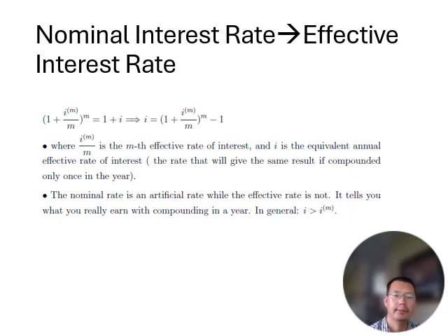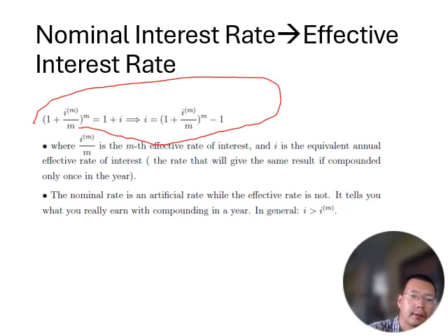Okay, so based on the previous illustration, for any nominal interest rate, you can always convert it to an effective interest rate, and you can use this formula here, where i^(m) over m is the effective rate of interest per period, and i is the equivalent annual effective rate of interest. The rate that will give the same result if compounded only once in a year. The nominal rate is an artificial rate, while the effective rate is not. It tells you what you really earn with compounding in a year. In general, i is greater than i^(m).